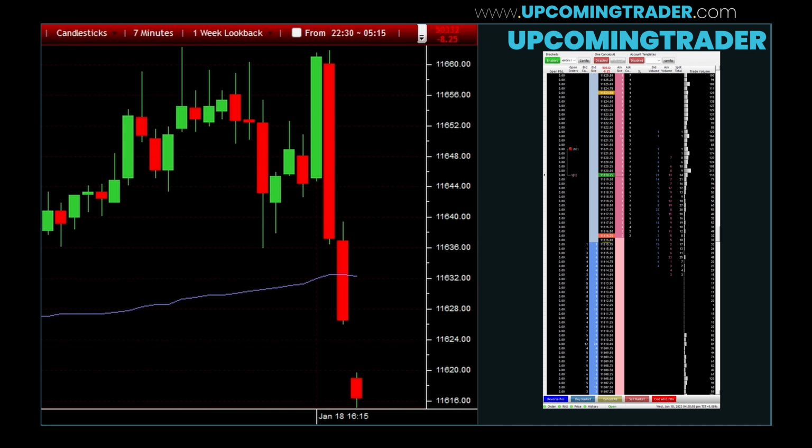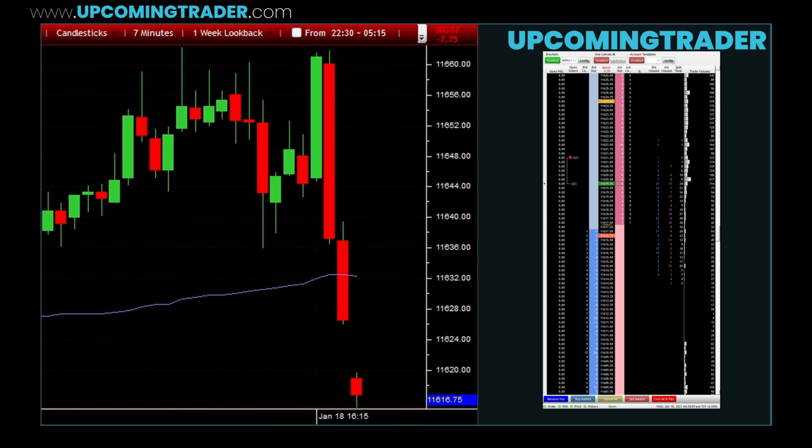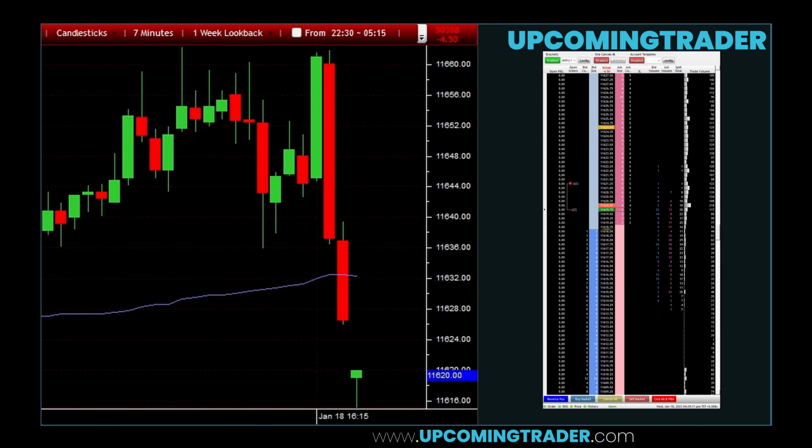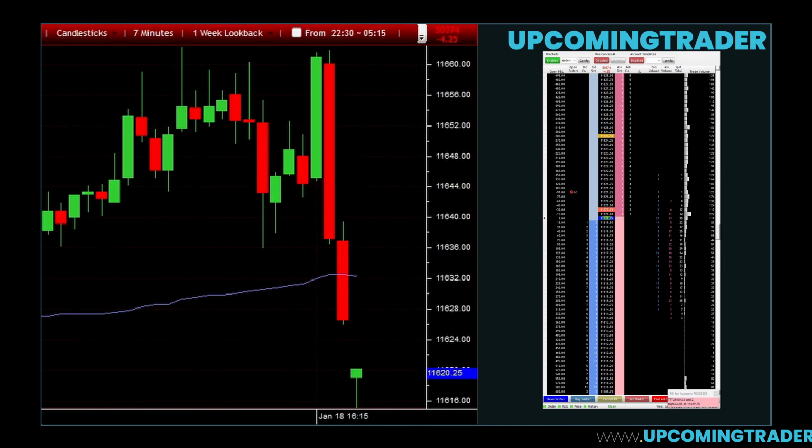Before we jump into the details, imagine having a tool that helps you see beyond just price movement. A tool that reveals the strength behind every move, the intentions of traders, and the potential turning points in the market. That tool is volume. Stick around because we are about to uncover how volume can guide you to smarter trading decisions.